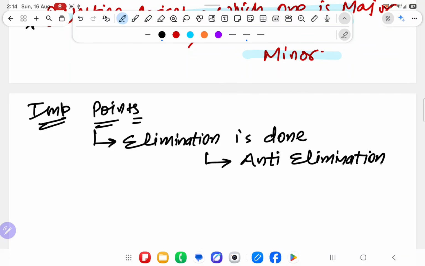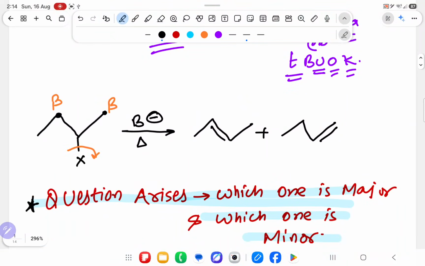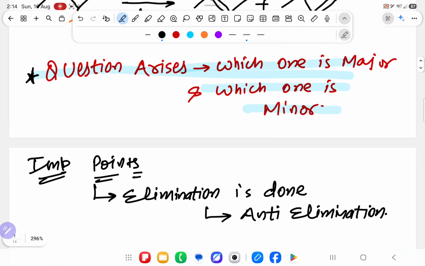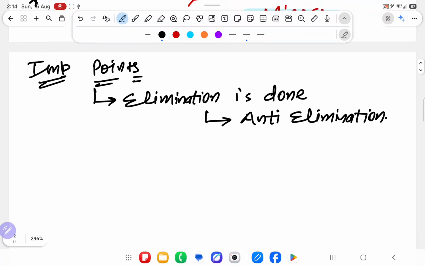Anti-elimination. What do you mean by that? We didn't understand. Again, understand. This is the reagent. If you take the reagent, you will get two types of product, at 1 degree and at 2 degree. The first question that arises is which one is the major product; I will dictate that later. But before that, an important point: elimination is done, but that elimination is anti-elimination.